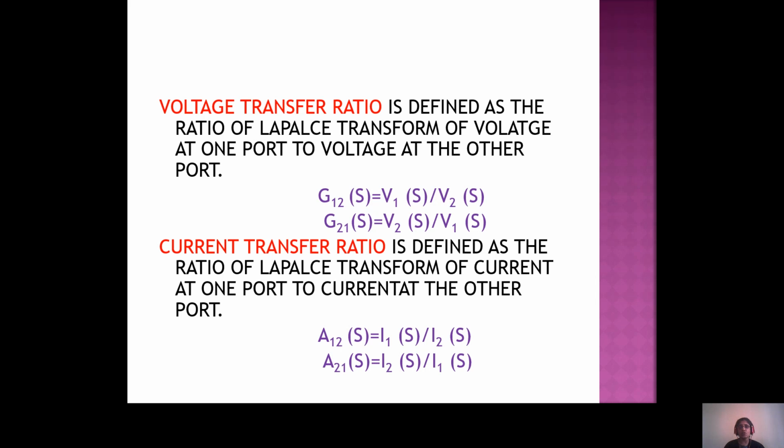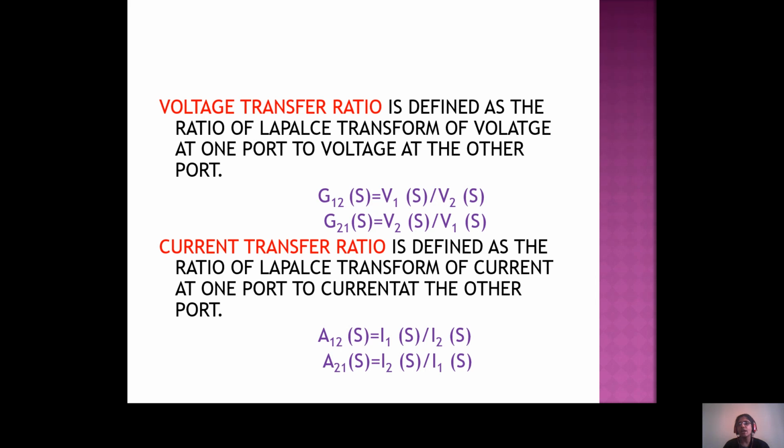And this is the voltage transfer ratio, or it is called the voltage gain. The relationship between the two voltages is nothing but the voltage gain. It is defined as the ratio of voltage at one port to the voltage at another port. So G12(s) = V1(s)/V2(s). It is defined as the ratio of the Laplace transform of voltage at one port to the voltage at the other port, that is G12(s) = V1(s)/V2(s), and G21(s) = V2(s)/V1(s).